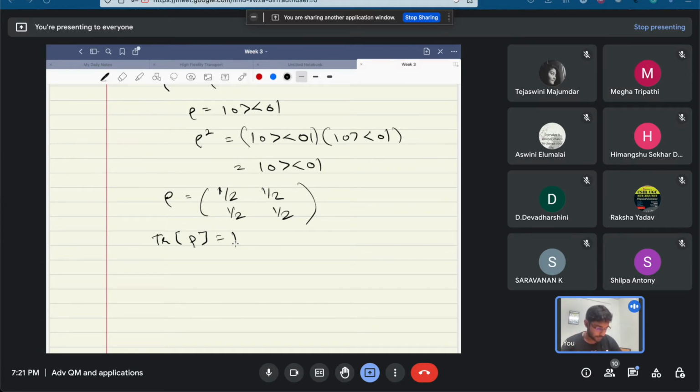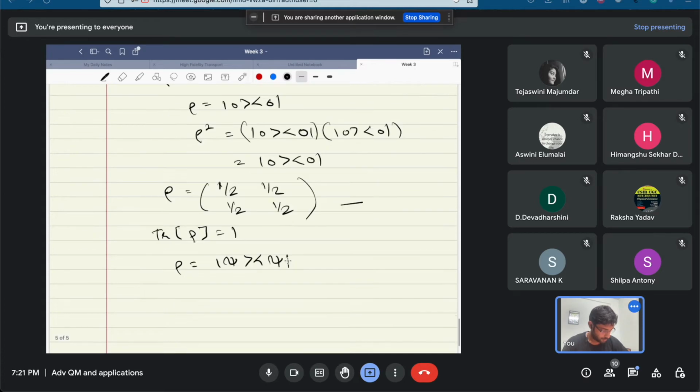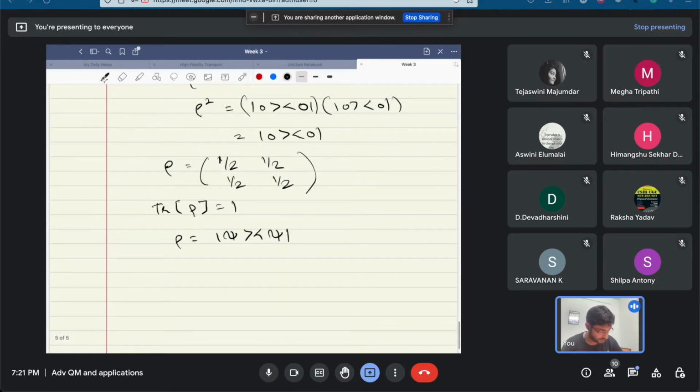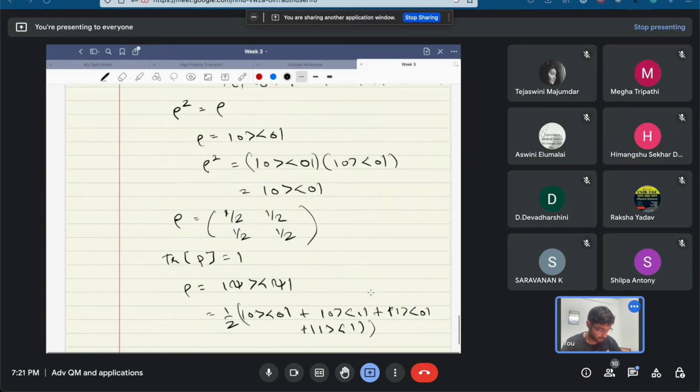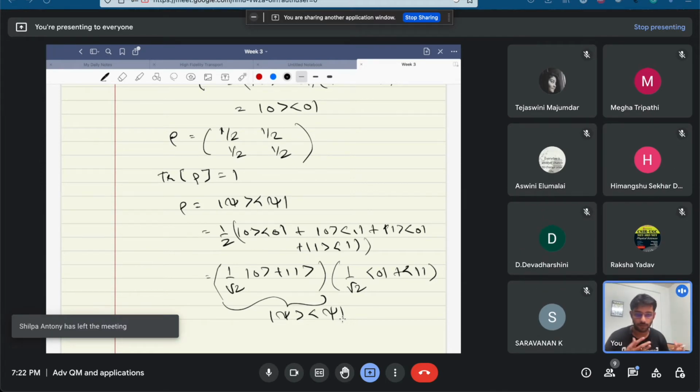But now to find the pure state, you can see, whenever you can write it in this form, you call it a pure state. So here we essentially have half (|0><0| + |0><1| + |1><0| + |1><1|), and this you can write as 1 by root 2 (|0> + |1>). So you can say this is a psi form. So this is a classical way to find out if it's a pure state or not.